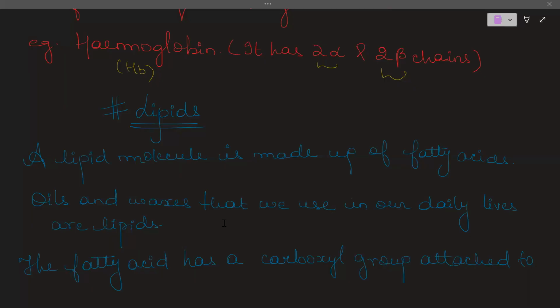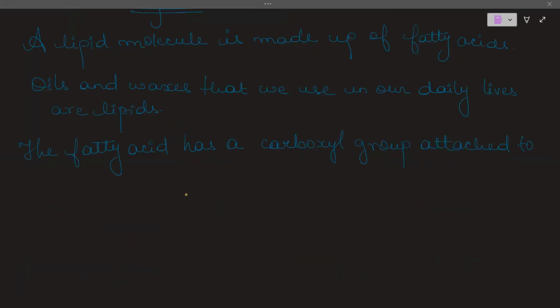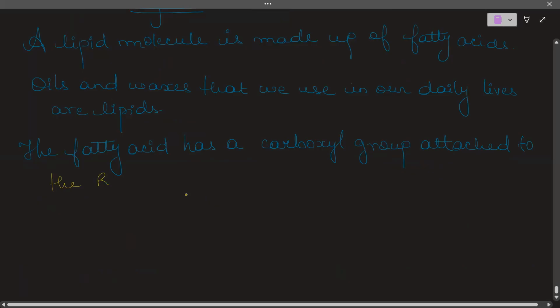Done, ma'am. All right. So this is about the lipids that we are going to discuss. Now remember, this fatty acid has a carboxylic group. And this carboxylic group is responsible for attachment of the fatty acid components. So this one is attached to the R group. R group is again the variable group.